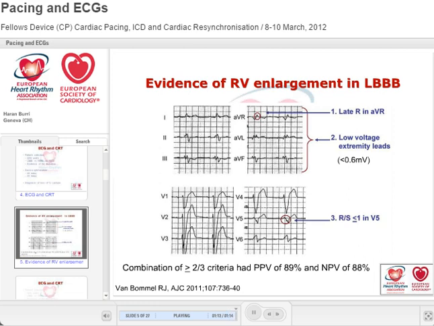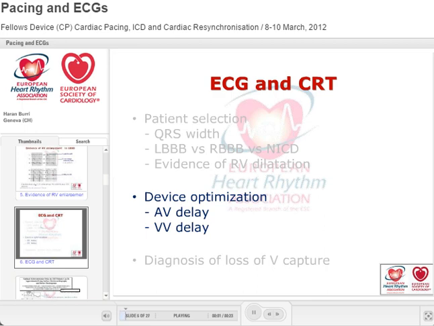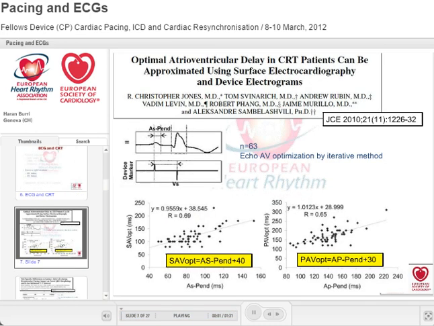If you look now onto optimization, there are different ways of optimizing. You know that echo is an important player in this. You have device algorithms, but also the surface ECG. I think very few people are using the surface ECG for optimizing, and maybe you should be doing this a little bit more. Regarding the AV interval, we can diagnose interatrial conduction delay simply by looking at the P-wave duration.